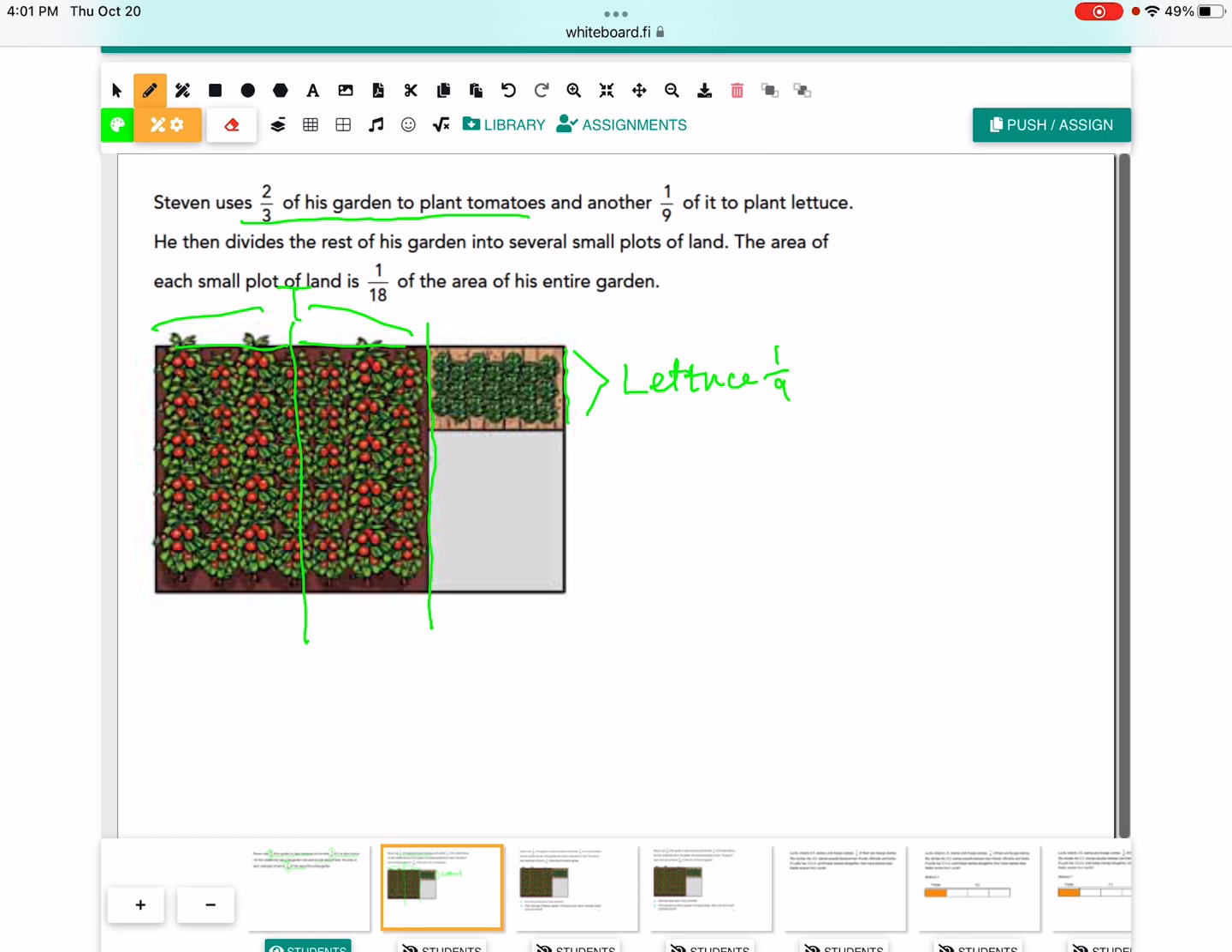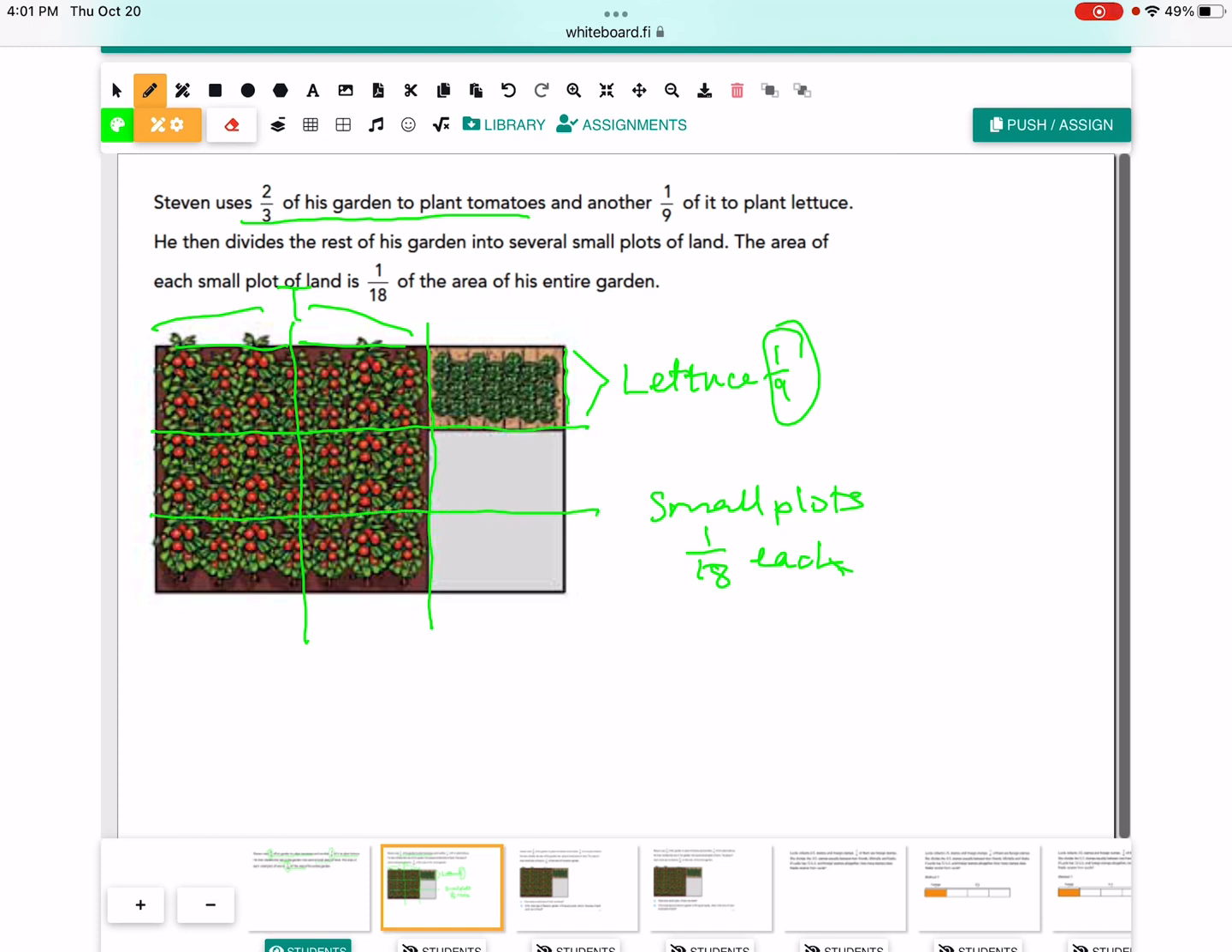Okay. And then we have some small plots of land. We don't know how many. And they're 1/18 of the total area each. Okay. So something that I'm going to do to help explain the meaning to myself is to go ahead and subdivide this into ninths, the lettuce, okay? And so I have thirds. I know that thirds and ninths are related, so I'm going to go ahead and subdivide that, right?